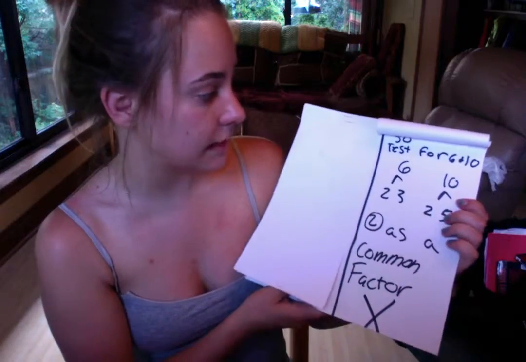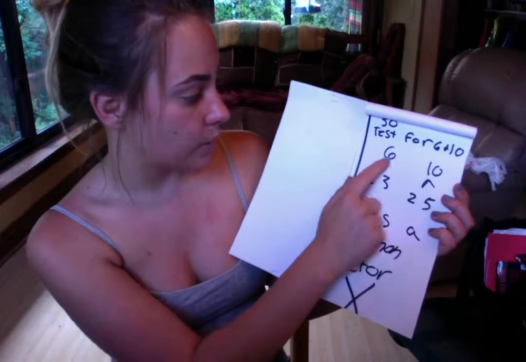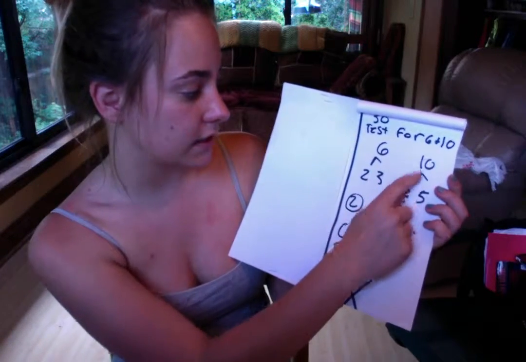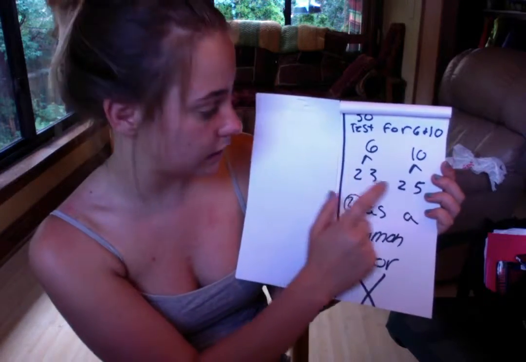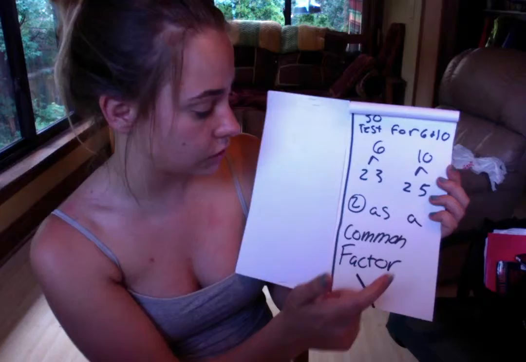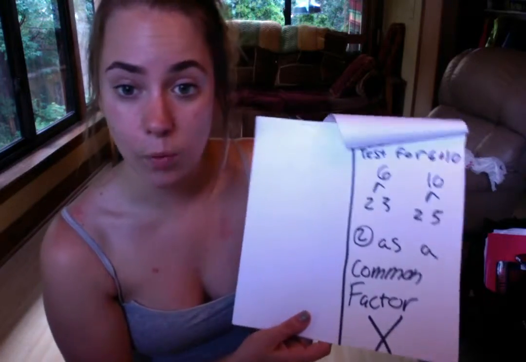Next, we're testing for 6 and 10 with our answer being 30. 6 can be broken down to 2 and 3, and 10 can be broken down to 2 and 5. Here you see we have a common factor of 2 since we see it in both of our prime factorizations. This means that this does not work for our theorem.